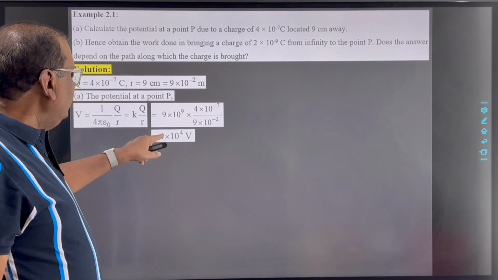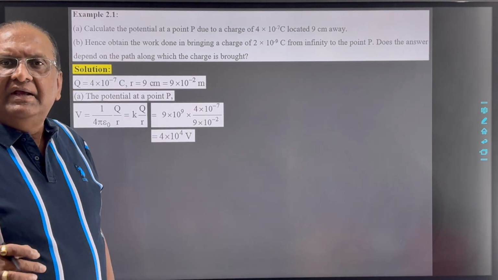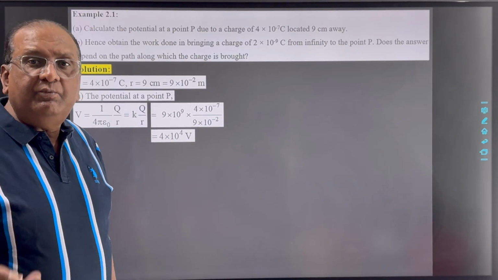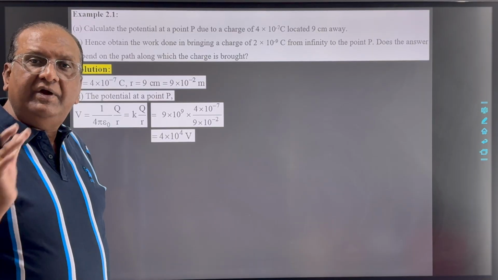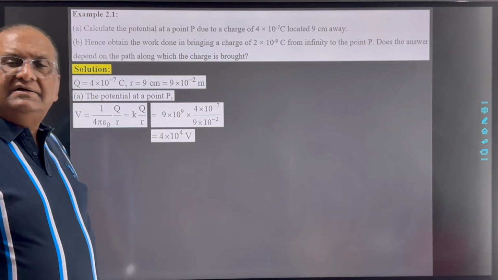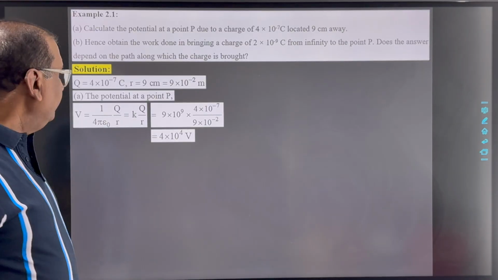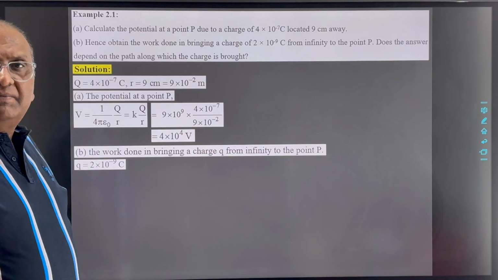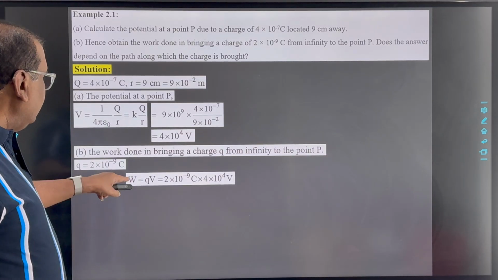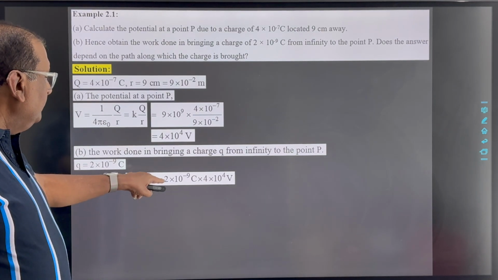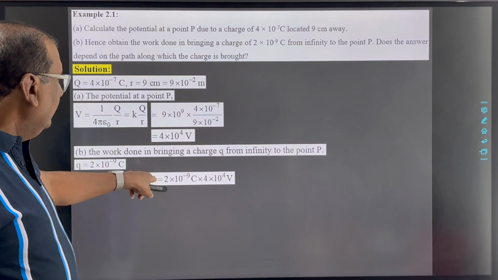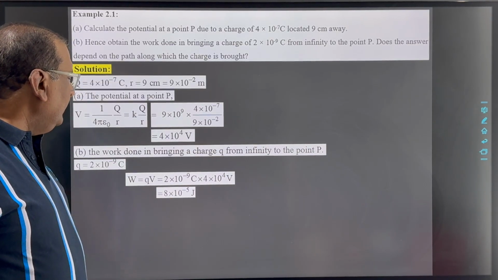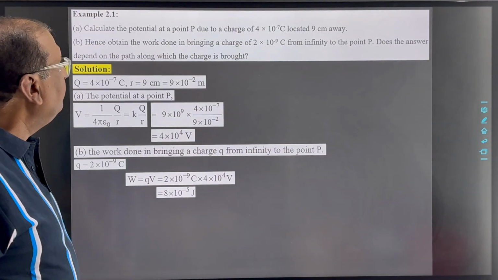We know as per definition the potential at a point is nothing but the work done to bring unit positive charge from infinity to that point. So for this much charge, the work done is Q into V. Q is 2 into 10 raised to minus 9 coulomb, given to you. So we can write the work done W is Q into V. Q is 2 into 10 raised to minus 9, V is 4 into 10 raised to 4. If you solve it, you will get 8 into 10 raised to minus 5 joule.